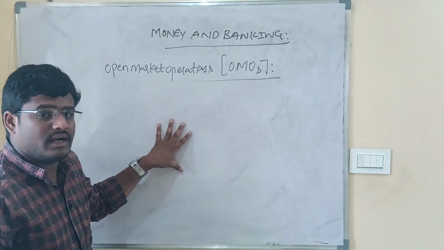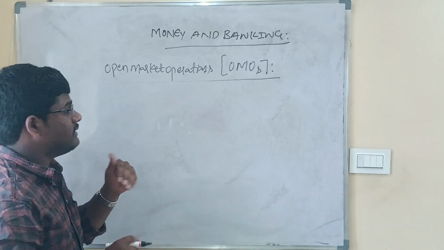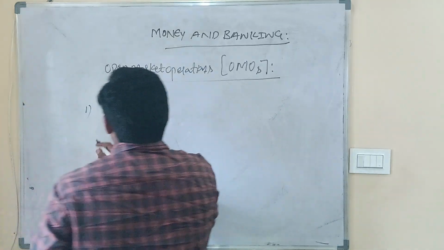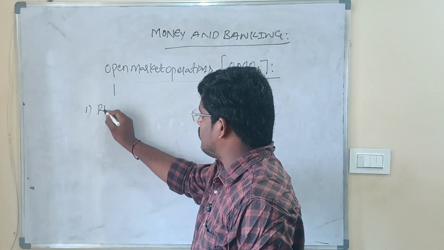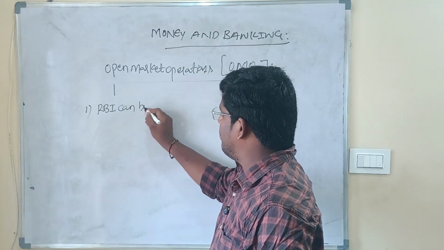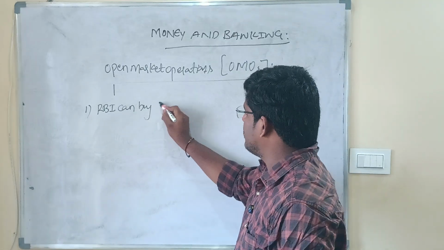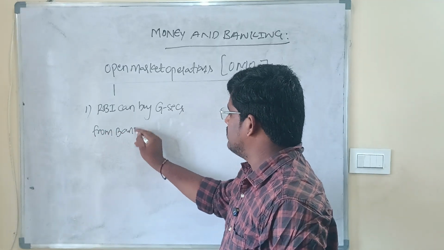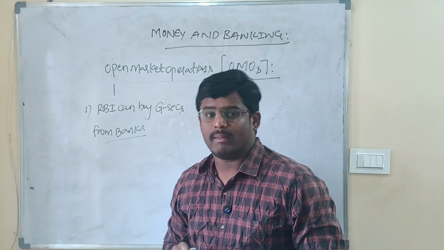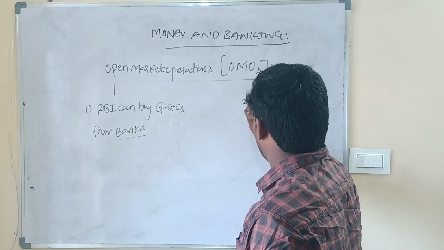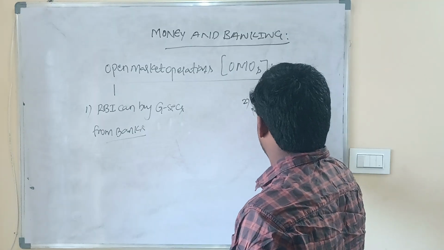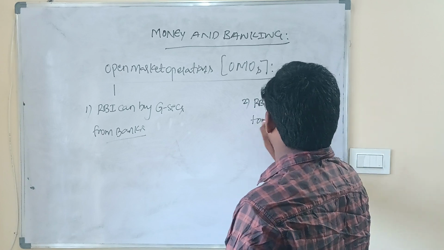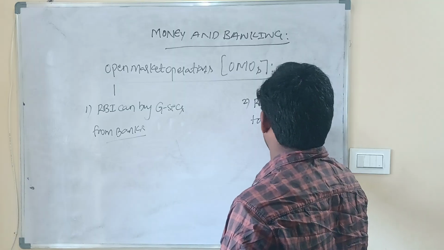To understand the definition of open market operations, we have to understand the types of OMOs. There are two types of OMOs. In one type, the Reserve Bank of India, RBI, can buy government securities from banks. So that is one open market operation which we have. The second type is that RBI can sell government securities to banks. That is the point which we have to keep in mind.